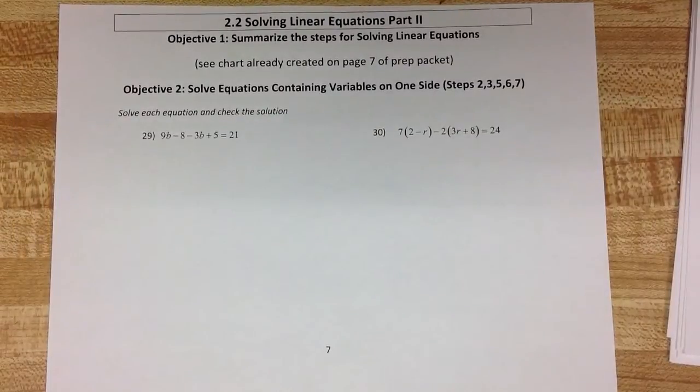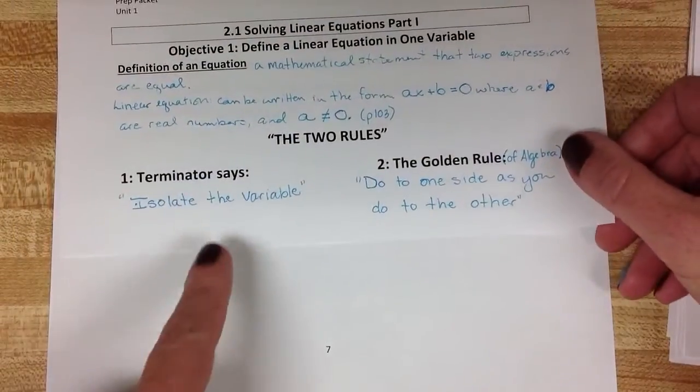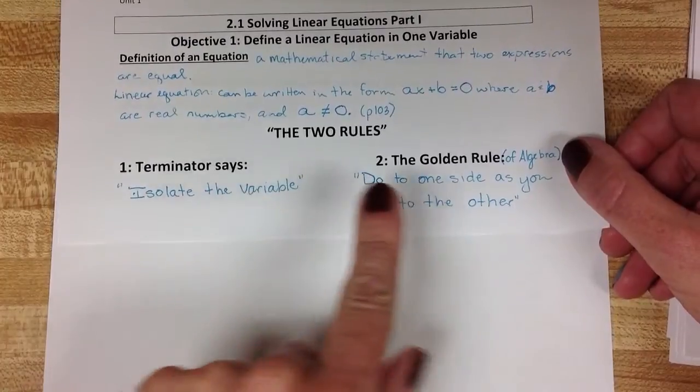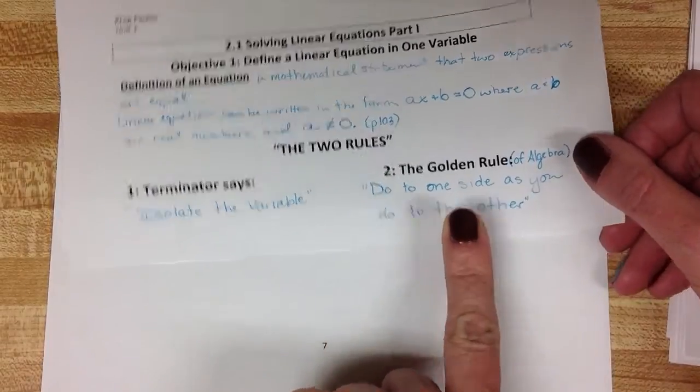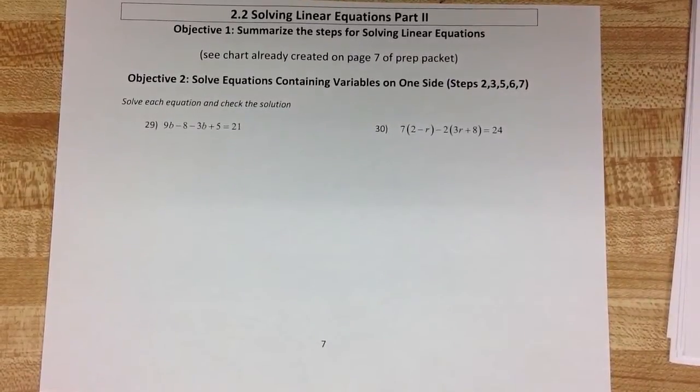And our goals remain the same. We still want to get the variable alone on one side, and we need to make sure that we're keeping things balanced as we do it, that whatever we do on one side, we do the same thing on the other side. So let's look at some examples.